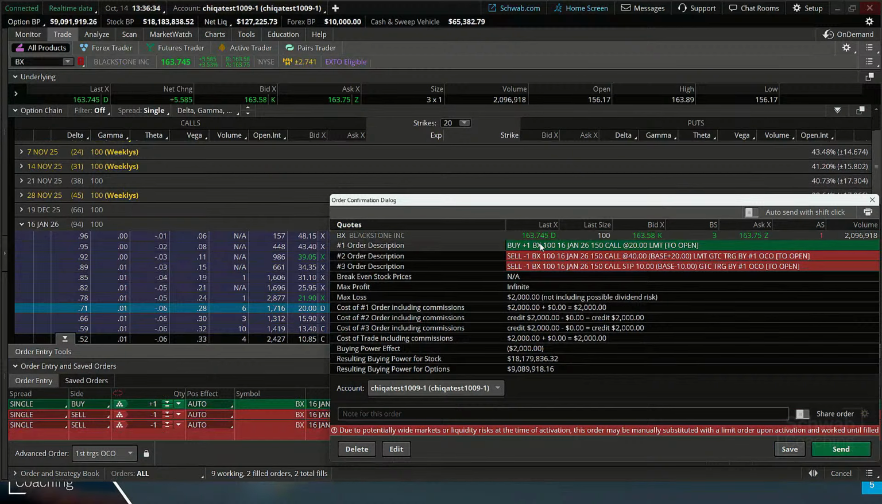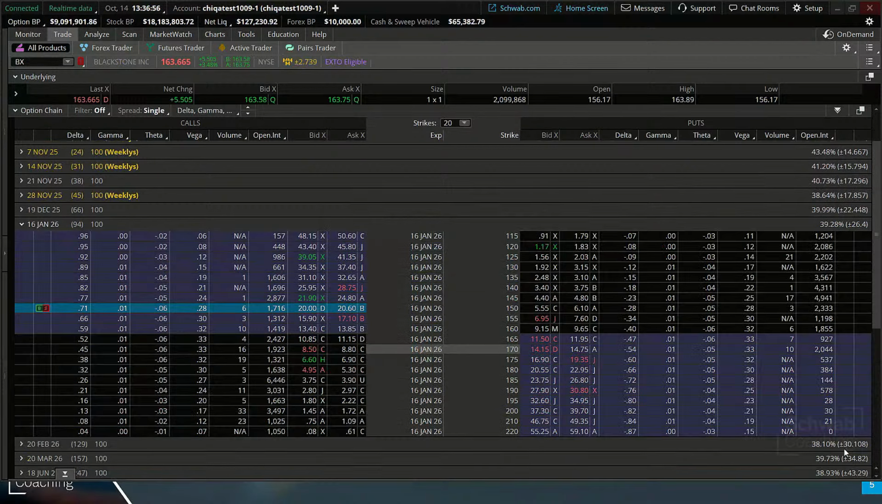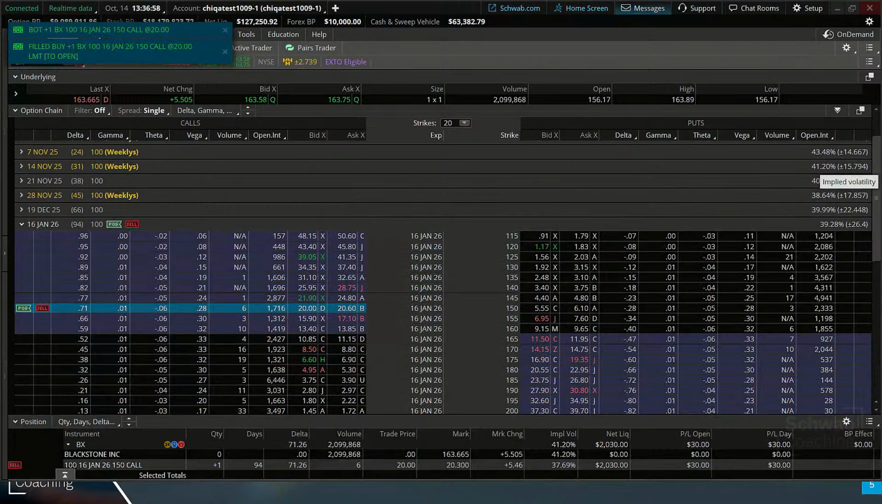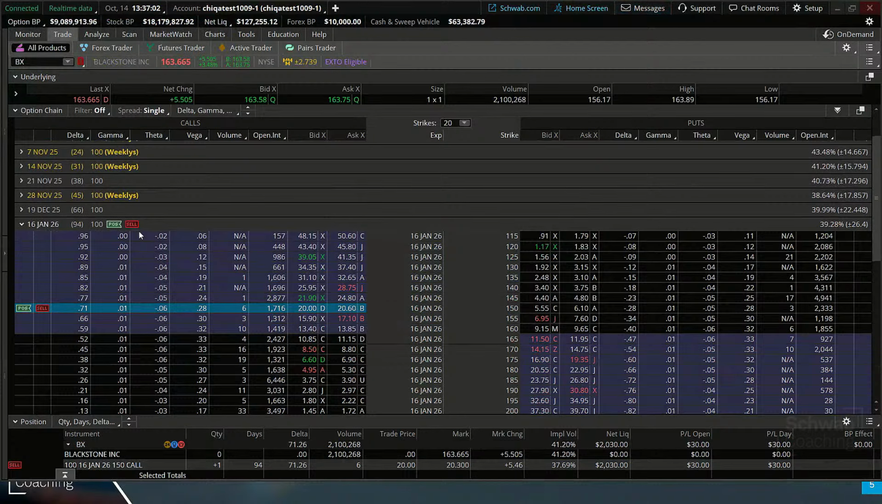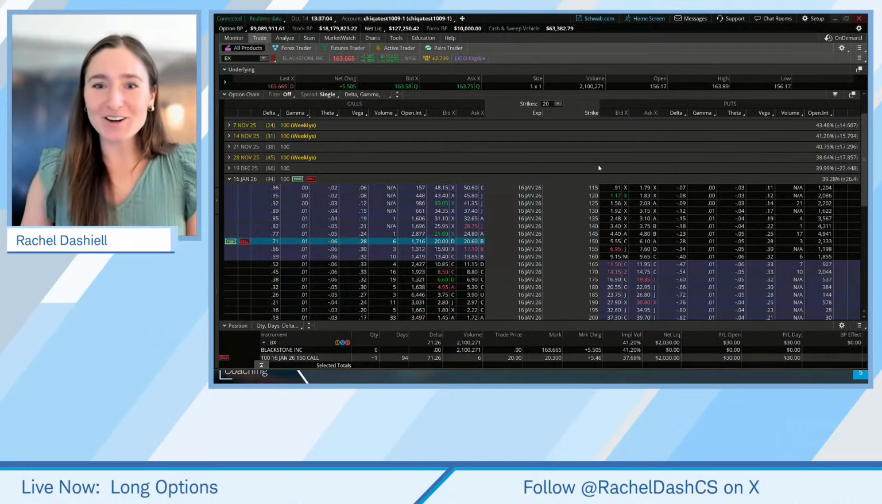We are buying the 150 strike call at a $20 limit. We want our 100% gain at $40. We have our stop on the downside, still within our risk parameters of risking just $1,000 here. And everything looks okay to me. So I am going to hit send here. Awesome. And we actually got a fill at the midpoint. Now that's something you won't always see in the live market environment.